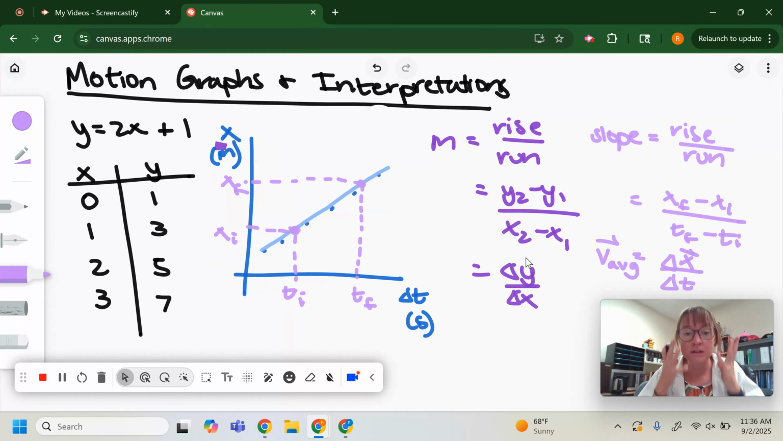So you can look at a position versus time graph and it tells you all kinds of things. It tells you a story about where the car has been, but it also tells you a story about how fast the car is going, because you can look at a slope and find out how fast that car was going based on the slope. Let's go ahead and take a look at an example.